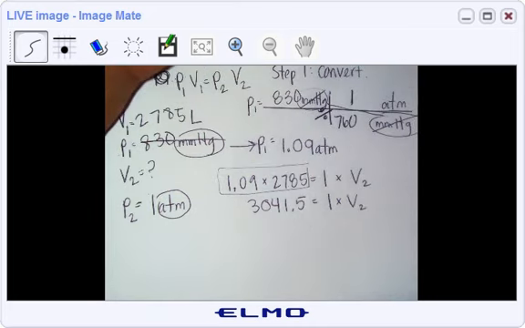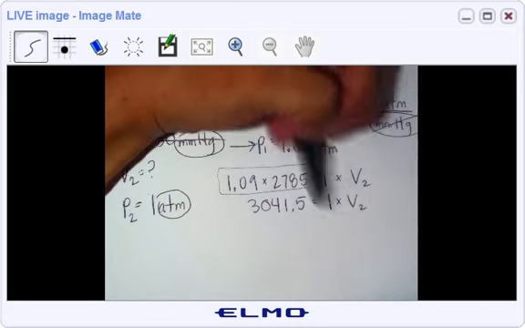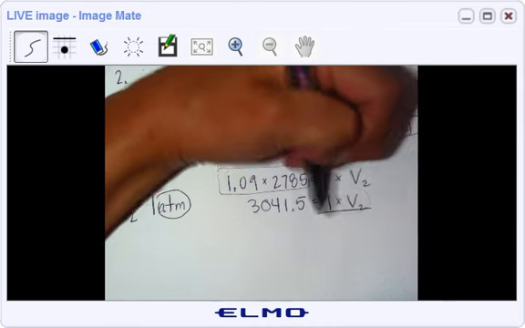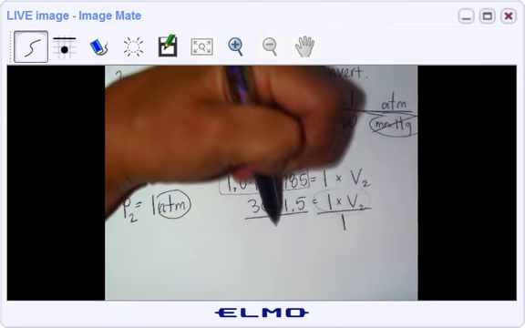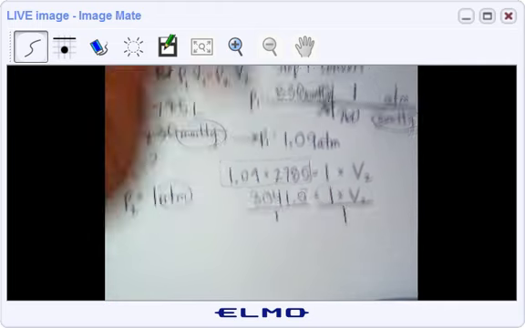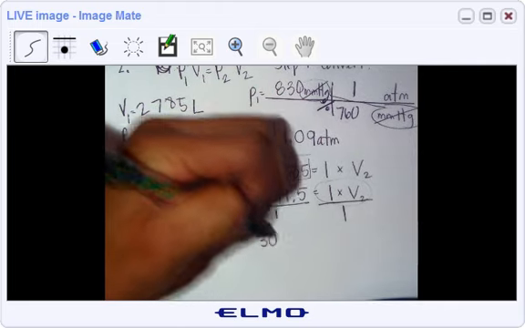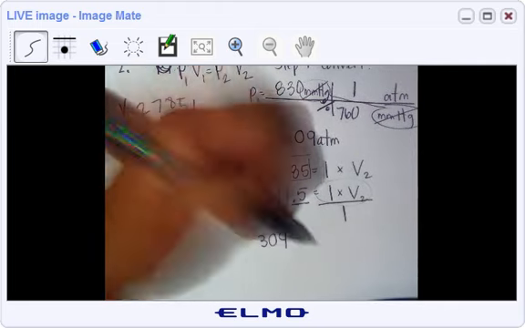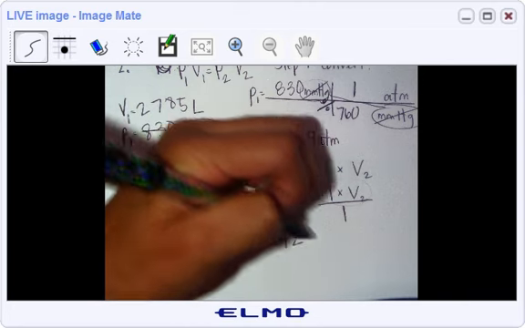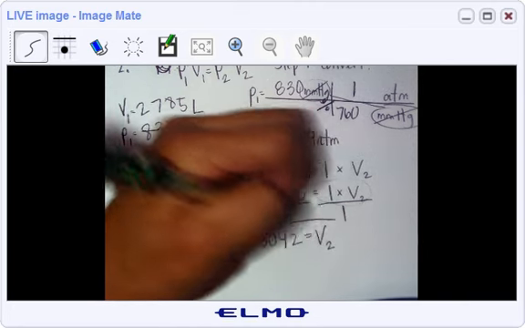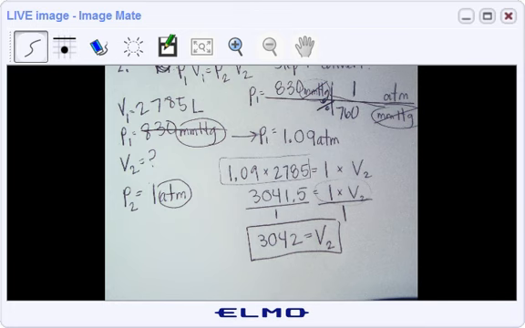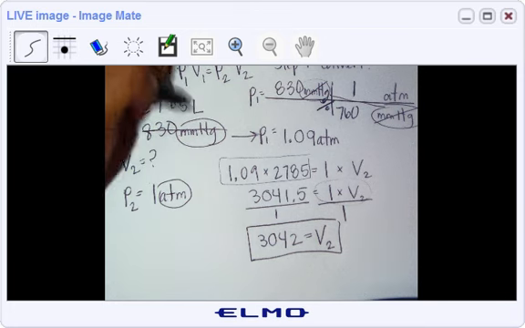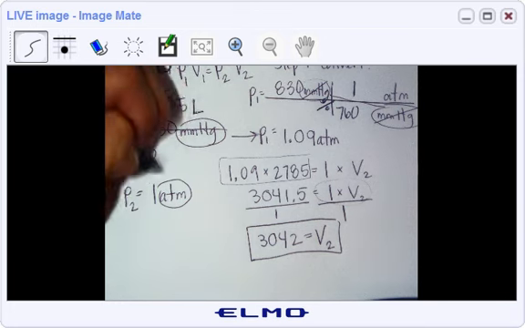I'm going to do the opposite of what it's currently doing. Right now it's being multiplied. I'm going to divide by 1. So it's going to give me 304. You could leave it the same or you could round up. Equals V2. And the unit of measurement for V2 is going to be liters, just like it was when it started.